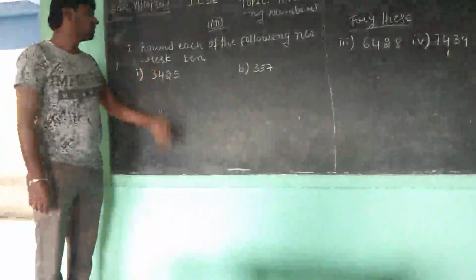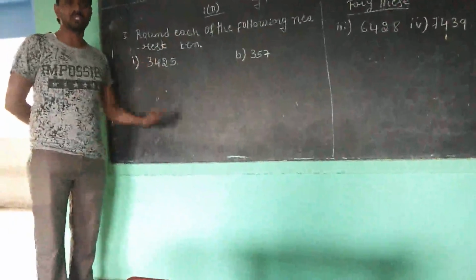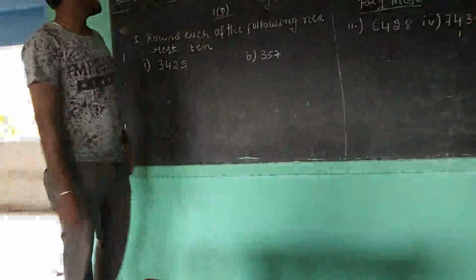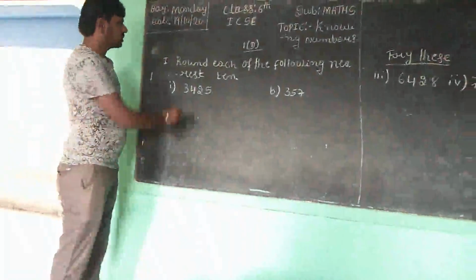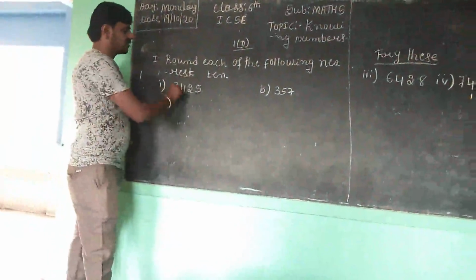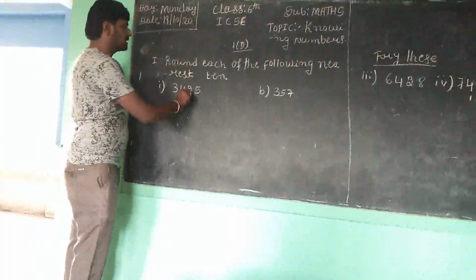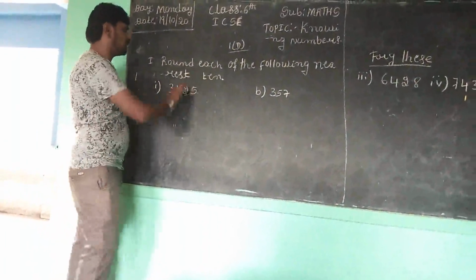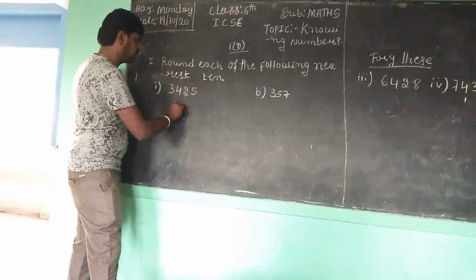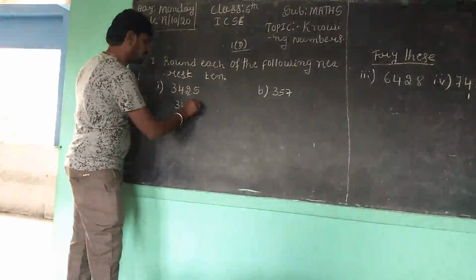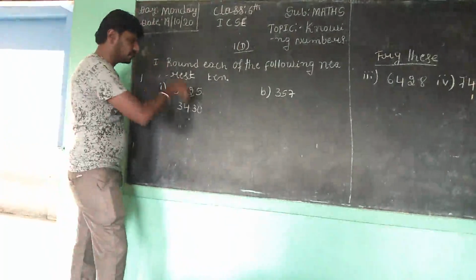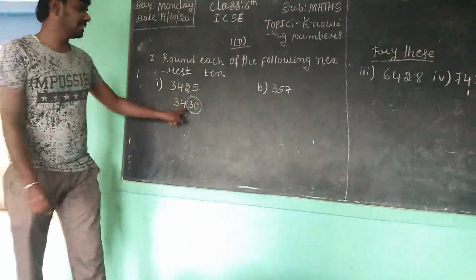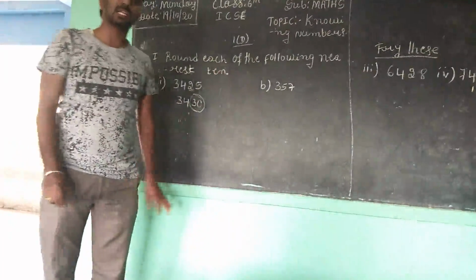Suppose you want to take 3425. See children, how can we round it to the nearest 10? You want to consider the 10's place. Here 5 is there, which means you take the next number, 3430. The answer 25 is very near to 30. So 3425 rounded to the nearest 10 is 3430.